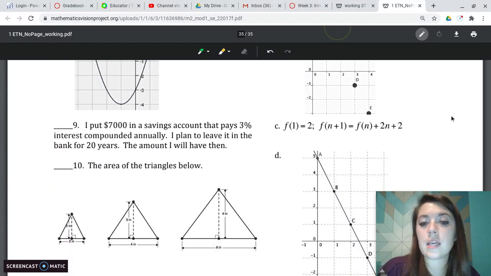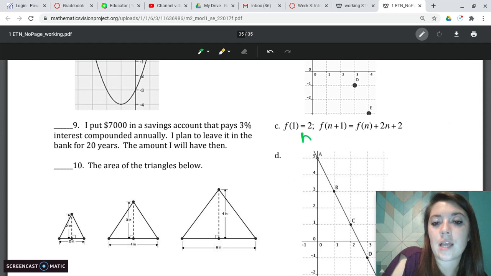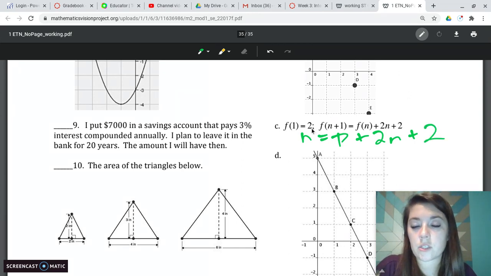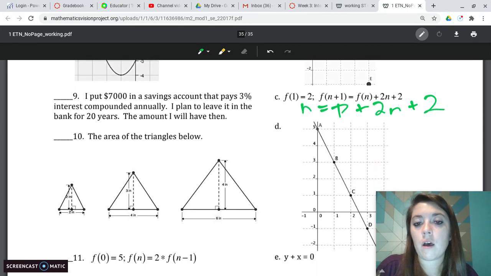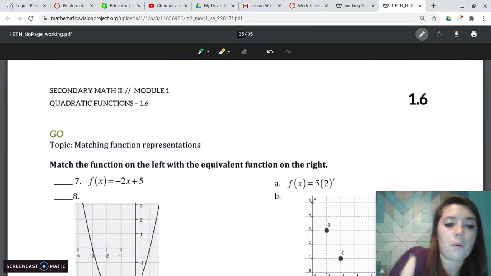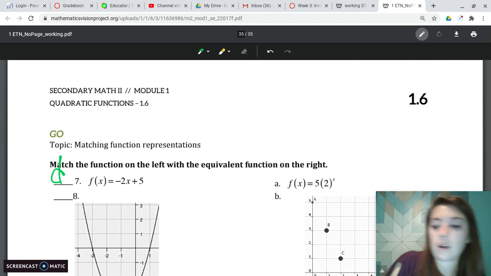All right, C, I'm going to tell you right now, is now equals previous plus 2n plus 2, where your first term is 2. So just to kind of explain what that represents there. D, we have a solid line with a y-intercept of 5. Looks like we're going down 2 over 1, down 2 over 1, down 2 over 1. So D is our match for this right here.